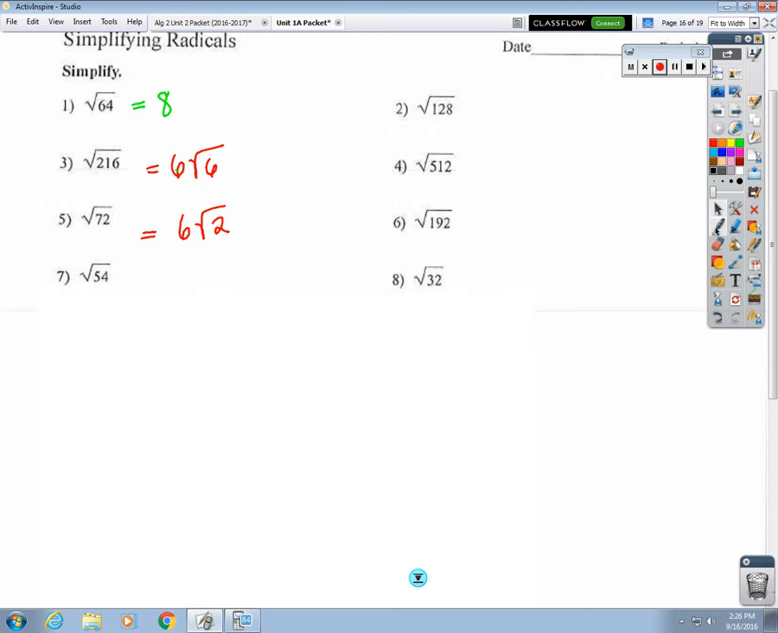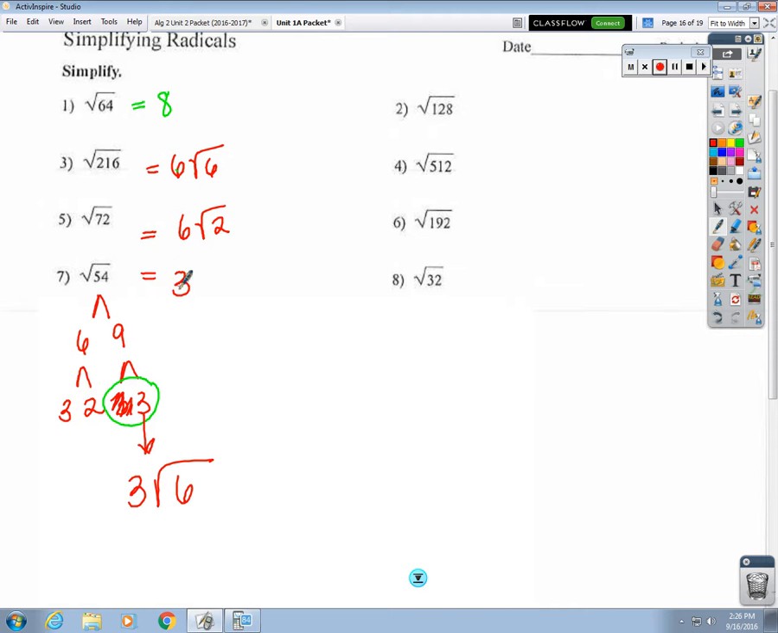The square root of 54. What are 2 numbers that multiply to give a 54? 6 times 9. Okay, 6 is a 3 and 2, and 9 is a 3 and 3. So when I get ready to circle, I only have one pair. So only one person's getting killed, one person's getting kicked out, and then what else is going back inside the house? Which makes a 6.